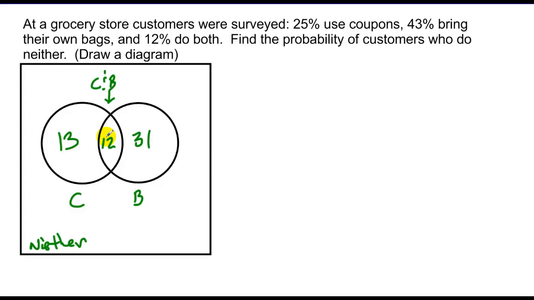Now, I want to know how many do neither. I should have 100 total percent. So what I have now is I have 43, 46, 56 total. So if I'm looking for 100 and I have 56, I have 44 left. So out here is 44% of the people. They do neither. And we want to find that probability. That's 44 over 100, or 44%.